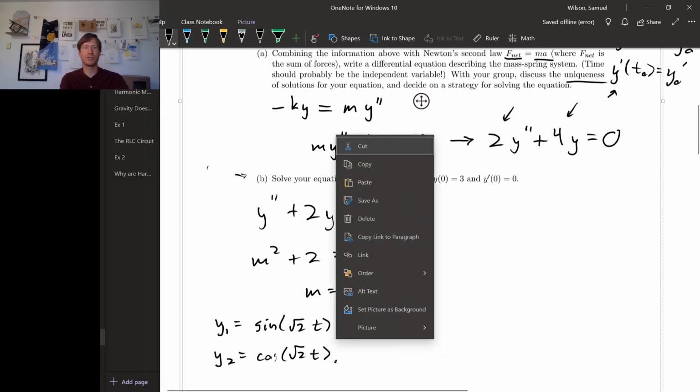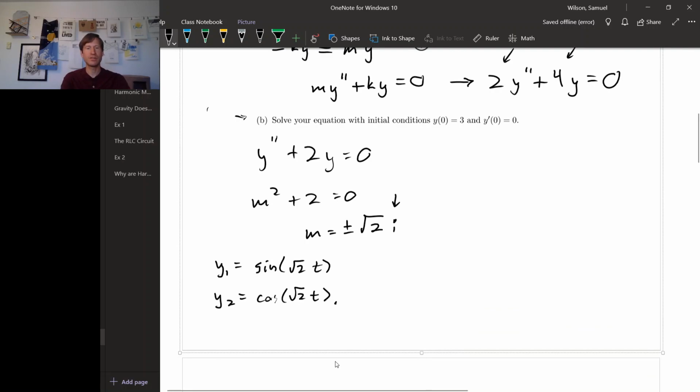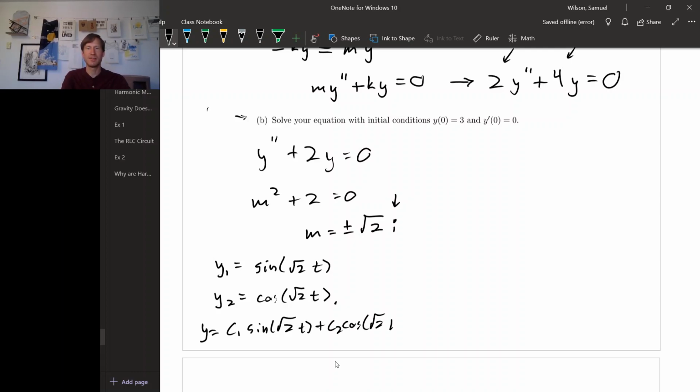Okay, so in general, our solution is going to look like y is some constant c1 times sine root 2t plus some other constant c2 times cosine root 2 times t. All right, now we have some initial conditions, so we can go ahead and apply those initial conditions.